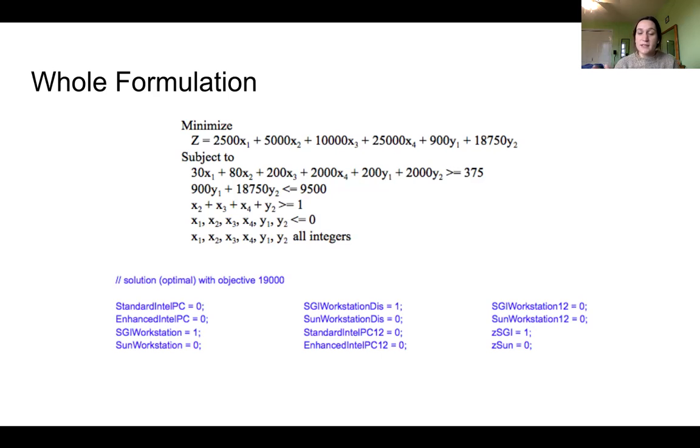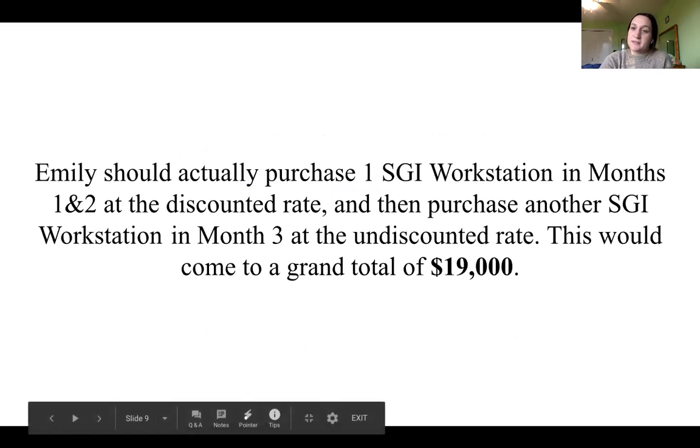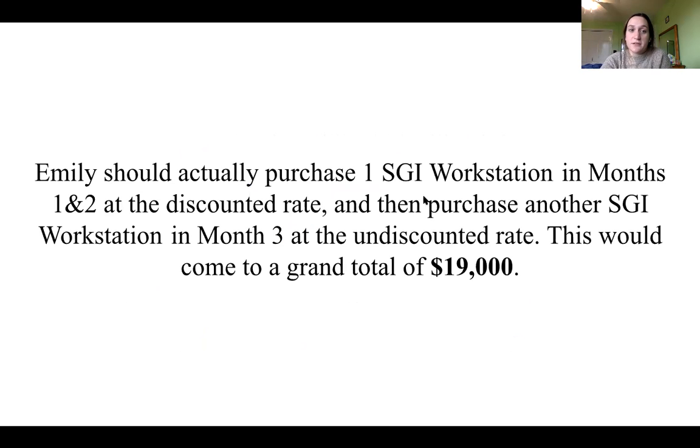SGI actually works a little different. They don't give you the discount the rest of the month, even if you buy it in the first month. But it still makes more sense as our second purchase to buy an SGI workstation in a later month. It doesn't matter which, probably the third month. And so this does cost her $19,000, which is cheaper than the $22,000 roughly that we saw before.